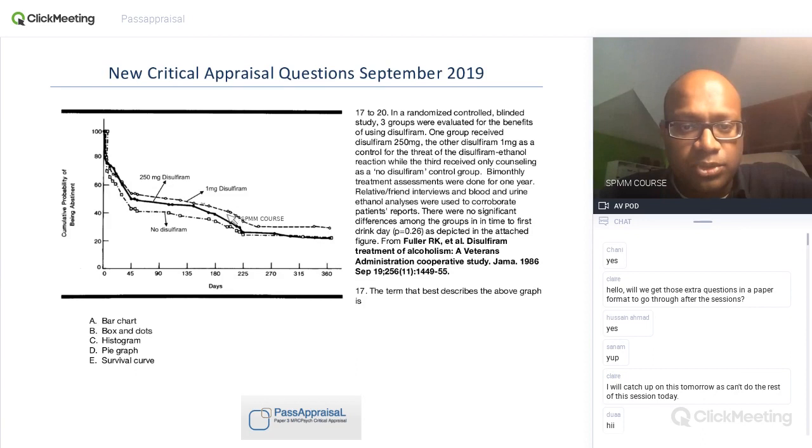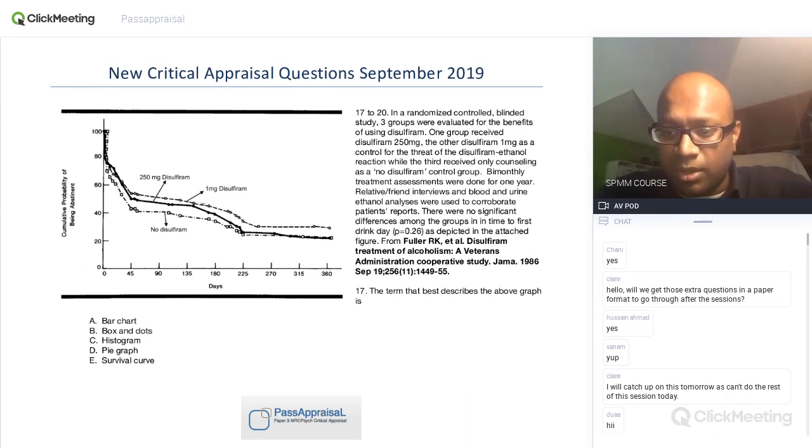In fact, it has 1, 2, 3 different curves, and you have cumulative probability of being abstinent on the y-axis. So what is the chance that you are remaining abstinent? Abstinent from what? Remaining abstinent from alcohol, because you're using disulfiram here, so it's about how long you stay clean of drinking alcohol. That's plotted on the y-axis. And how long you survive from a relapse is plotted on the x-axis. Can you see that on the x-axis?